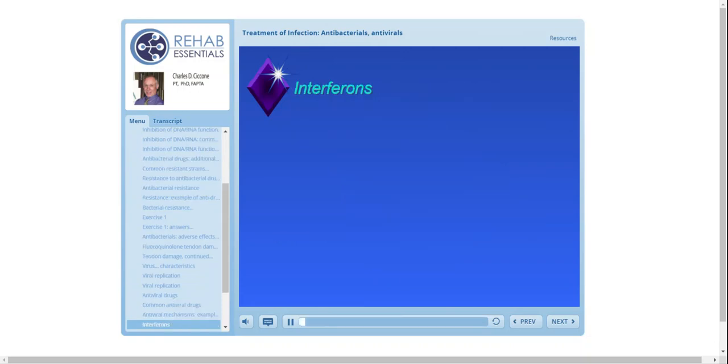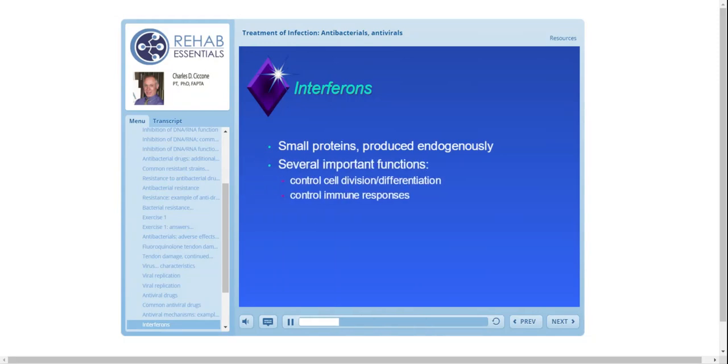We want to focus for a minute or two on the interferons. These are small proteins that are produced within the body that play a very important role in regulating several physiological functions. For instance, they help control cell division and differentiation, allowing the cell to function the way it should function. They certainly control certain immune responses. They're a messenger within the immune system that activates other antiviral effects.